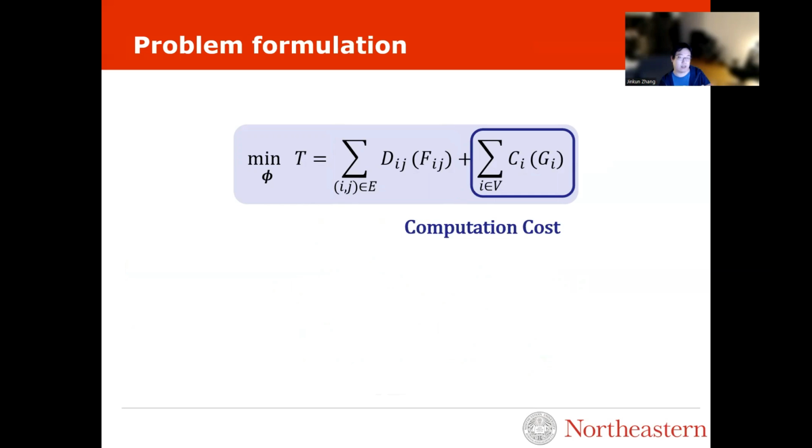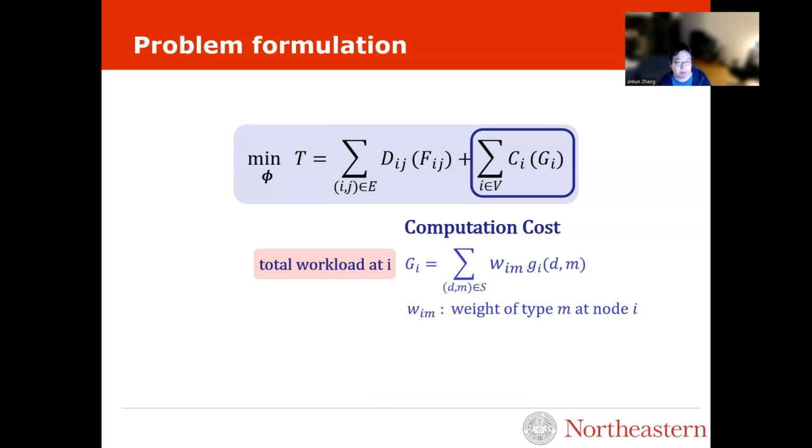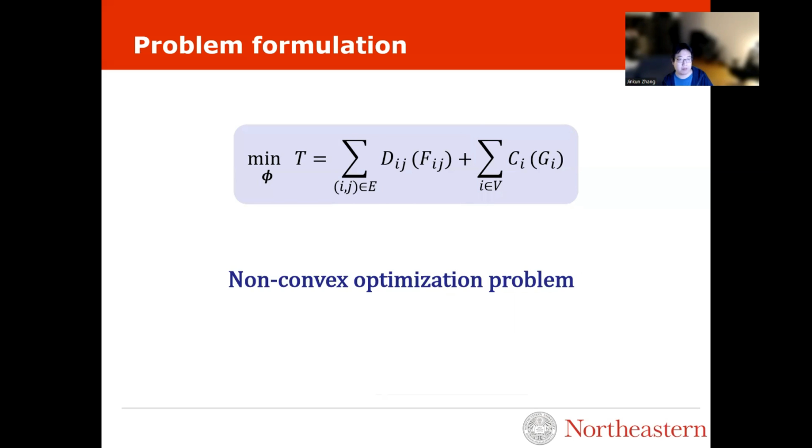Now the second part is the computation cost. Here big G_i is the total computation workload at i, and it is the sum of all these small g_i's, weighted by w_im. This represents the unit workload of type m at node i, because nodes may have different capabilities in different computation types. And the computation cost function C_i is also increasing and convex. Note that this problem is not a convex problem, but I'll explain how we solved it globally.